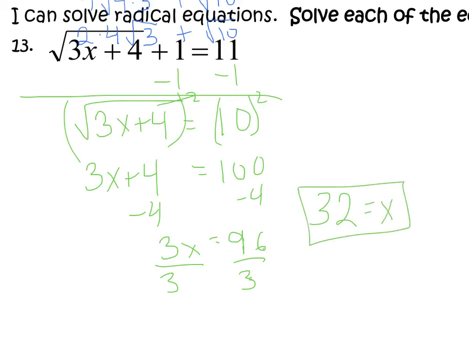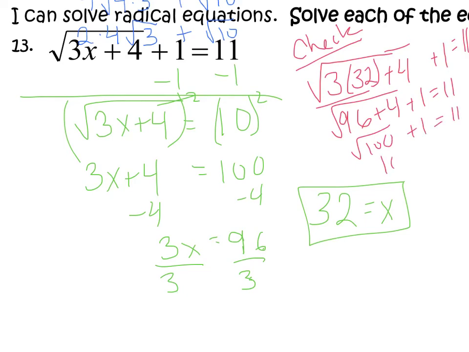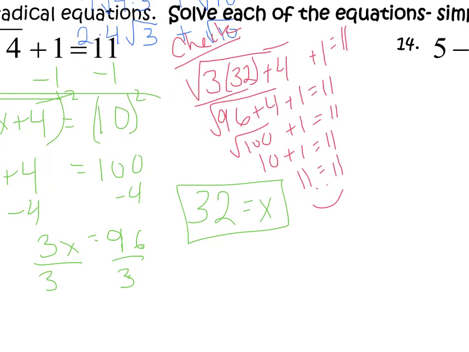Now, what is the most important part of solving radical equations? Plugging it back in. So, you need to check your answers. The square root of 3 times 32 plus 4, plus 1 should equal 11. 3 times 32 is 96. Plus 4, square rooted, plus 1 equals 11. Square root of 100 plus 1 equals 11. 10 plus 1 equals 11. 11 equals 11. It works. So yes, that is my solution.